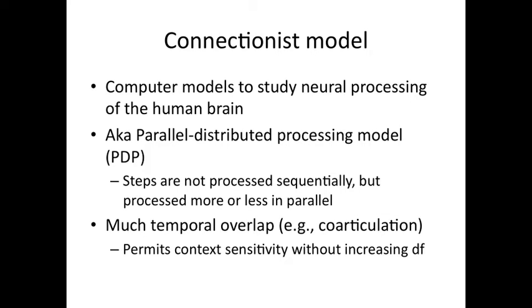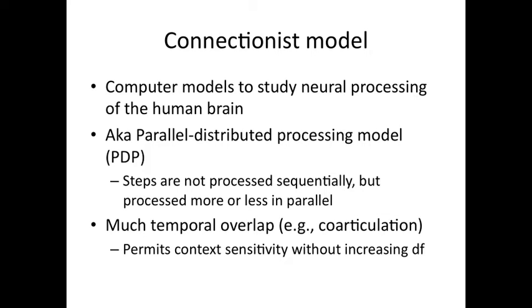Under the connectionist model, the assumption is that it's a parallel distributed processing model, given how complex our speech is. In order to keep up with the rate of speech, and to convey the information that we want to convey, the steps for speech production are not processed sequentially, but more or less in parallel. Okay, we talked about this, right?